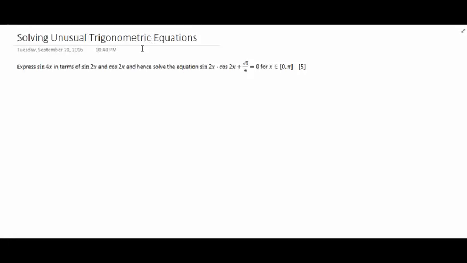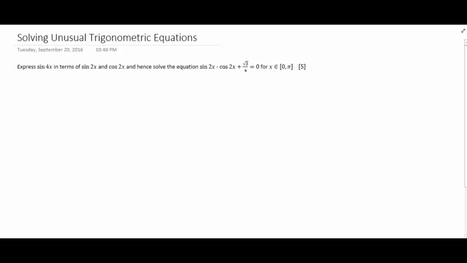Right, in this second video about solving unusual trigonometric equations, we have quite a chunky 5-mark question from a 2014 paper, which is the calculator paper from the Trig section. The question reads: express sine 4x in terms of sine 2x and cos 2x, and hence solve the equation sine 2x times cos 2x plus root 3 on 4 equals 0 for x belonging to [0, pi].